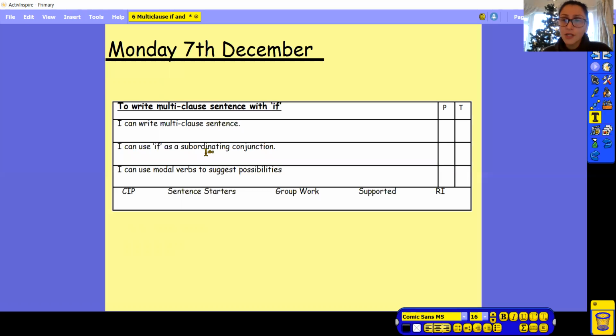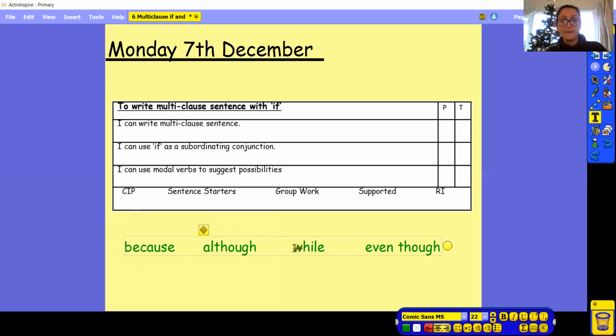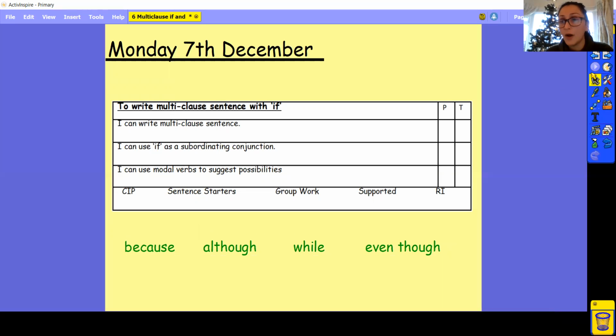So can you think of any other subordinating conjunctions that we've spoken about before in class? Well done if you managed to think of words like because, although, while, might even put even though. Okay, these are sorts of words that are subordinating conjunctions. They add a subordinate clause, the extra bit, onto the main clause. Okay, and I can use a modal verb to suggest possibilities. Now we're going to go a bit more into modal verbs later on.